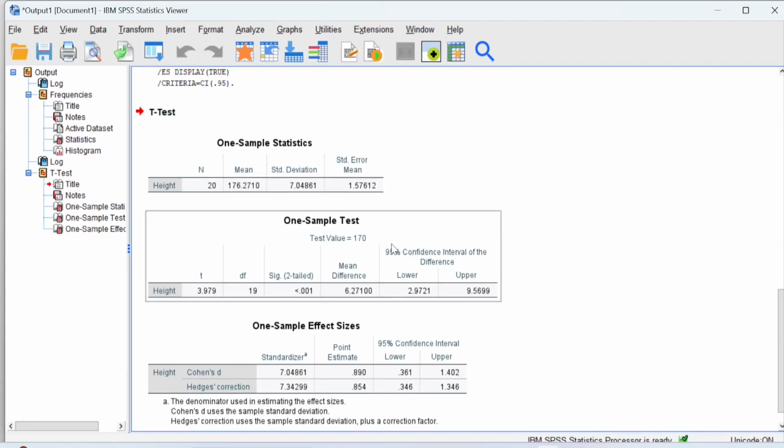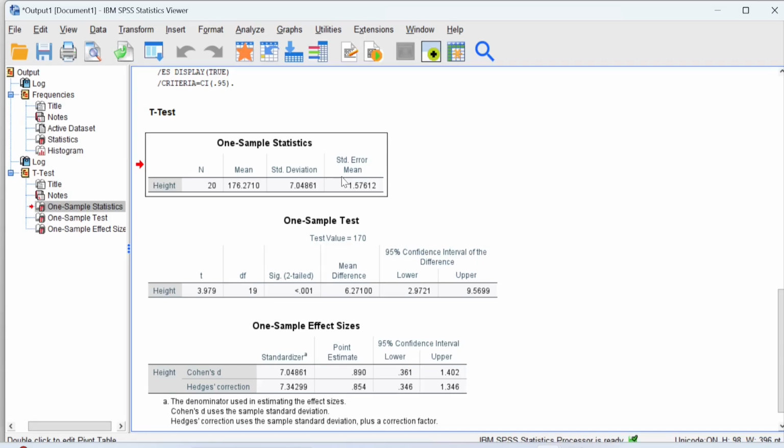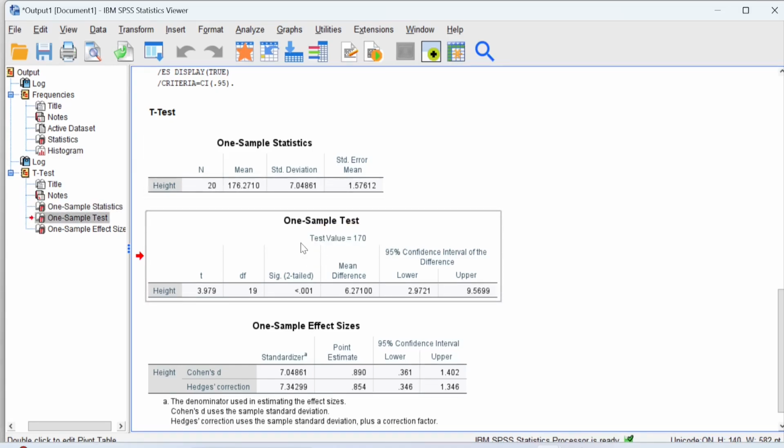So three tables are shown here. The first one is the descriptive statistics of our variable height. So we have the mean height to be 176.27. We have the standard deviation, the standard error of the mean, and you have the sample size here as well. But the actual result for the one sample t-test can be found on this second table, and what we pay much attention to is the p-value. Where can we find the p-value? It's here, the significance level for two-tailed, and it's 0.001.